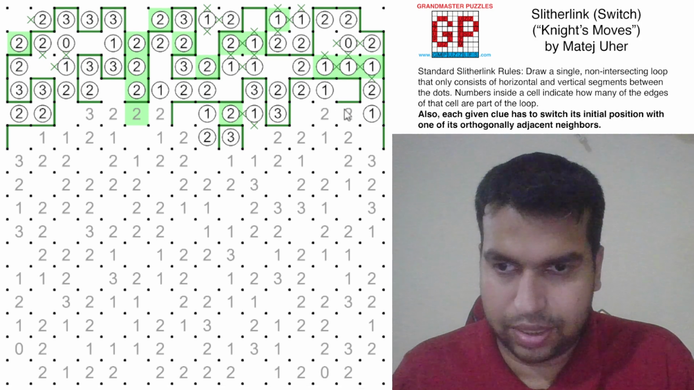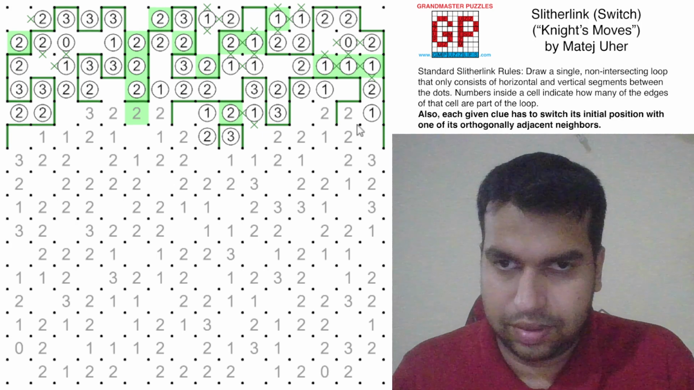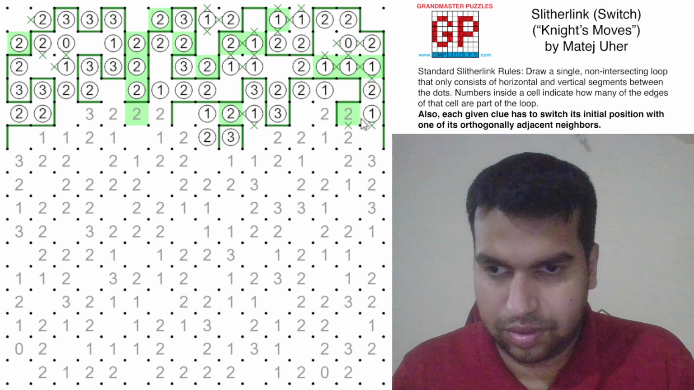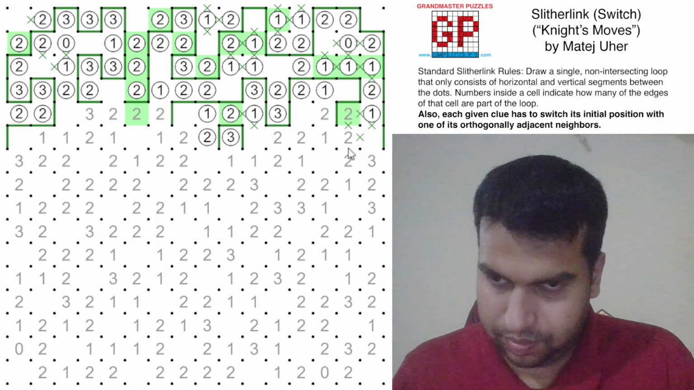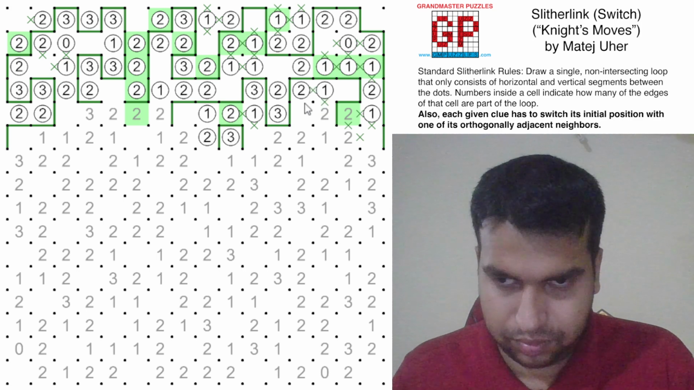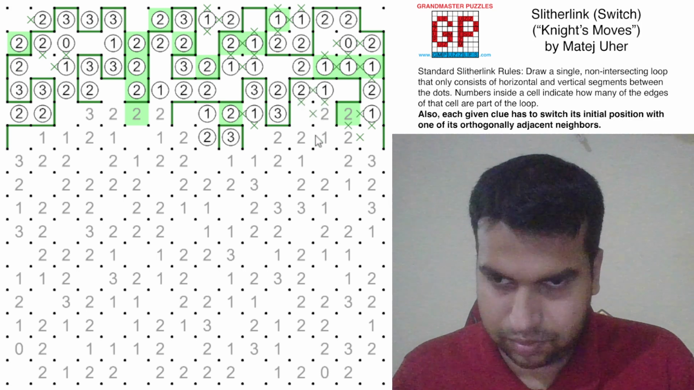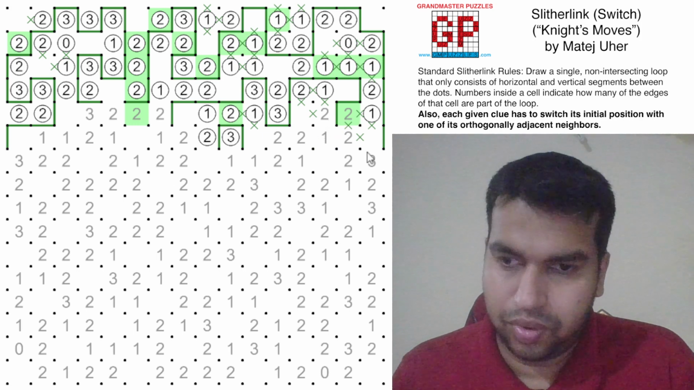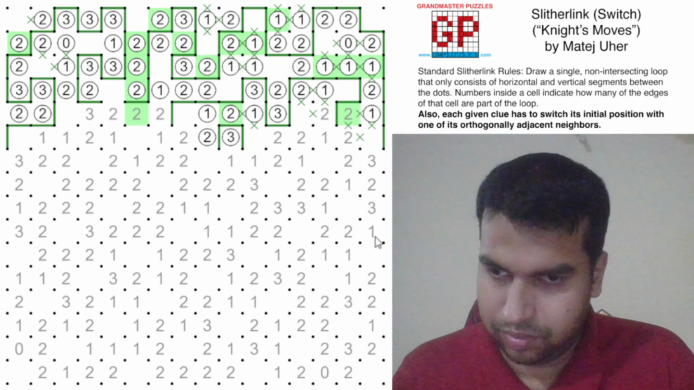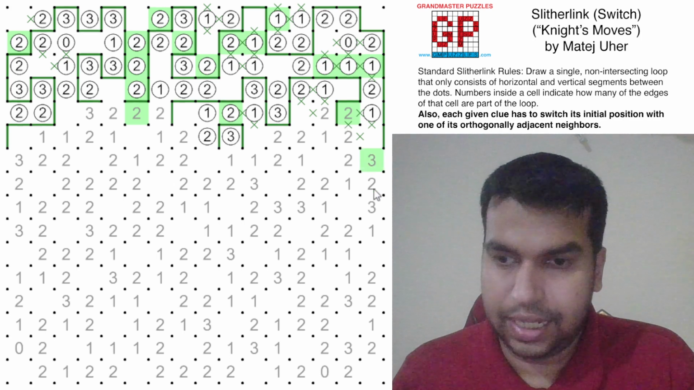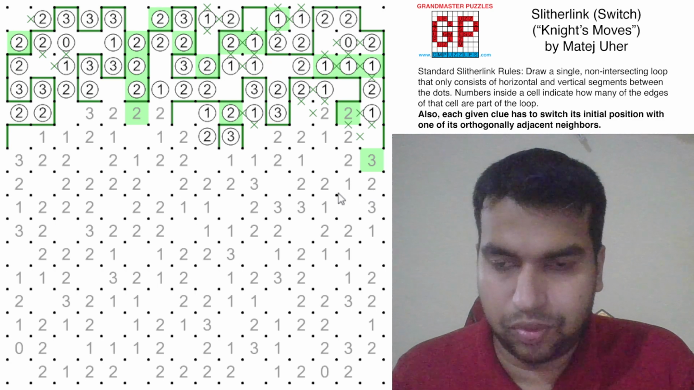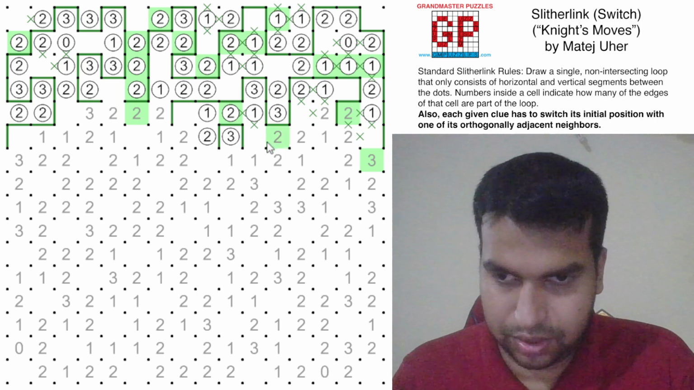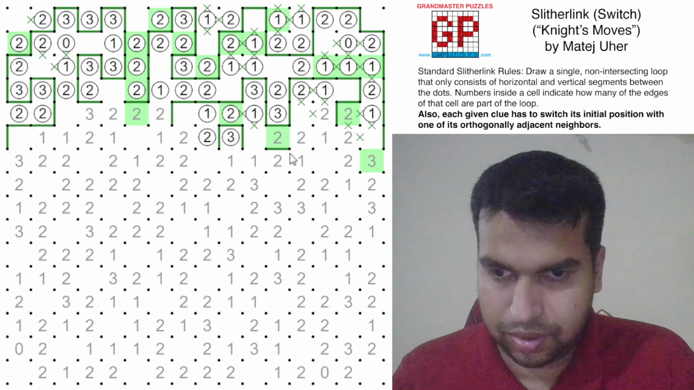And now progress a little more with the Slitherlink. This is green, it's going to be a 2 no matter what. So this 2 could either be a 1 or a 2. This 3 is a green digit, it has to be a 2 no matter what. This 2 is also a green digit. So you get this.